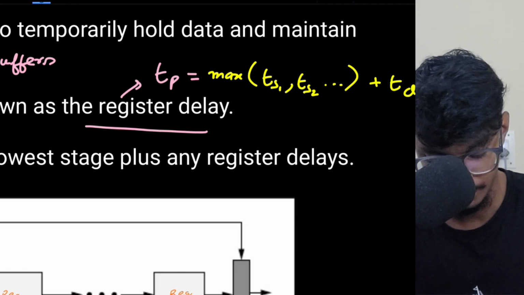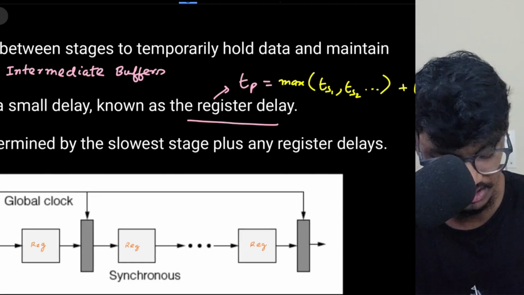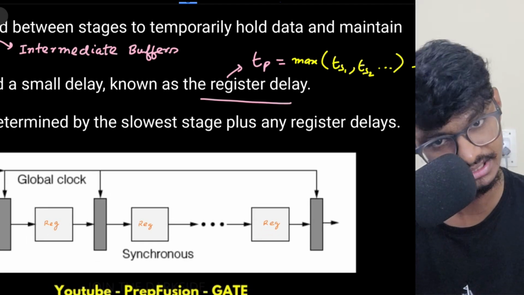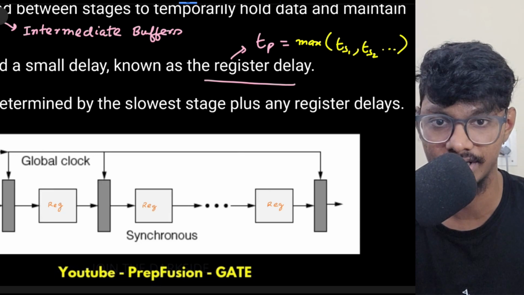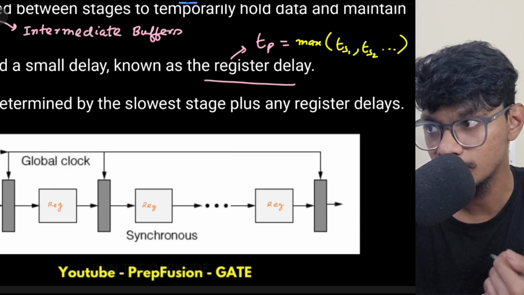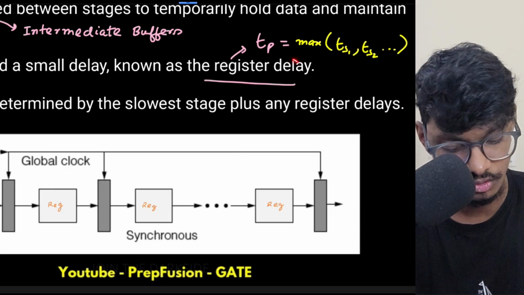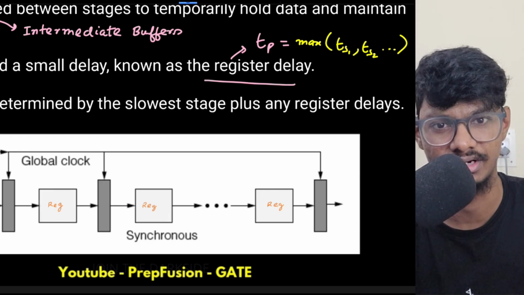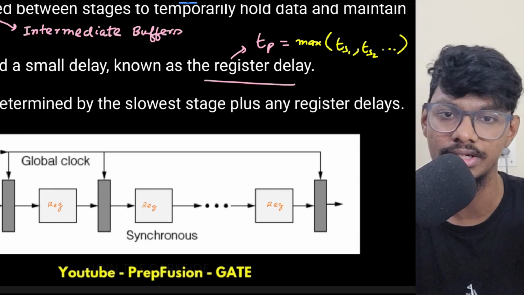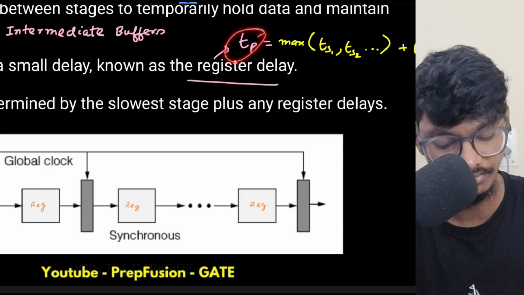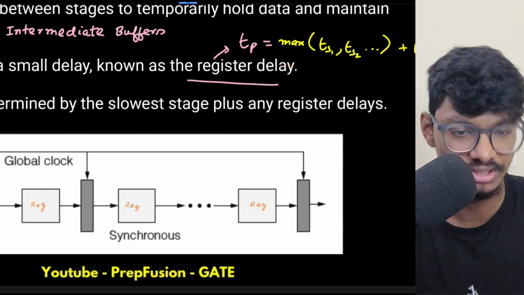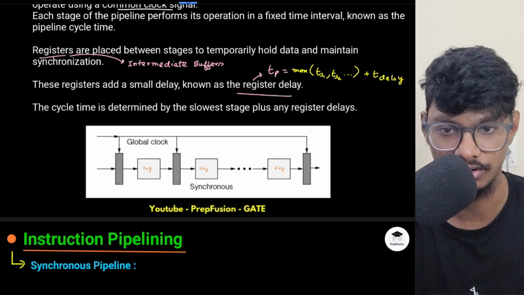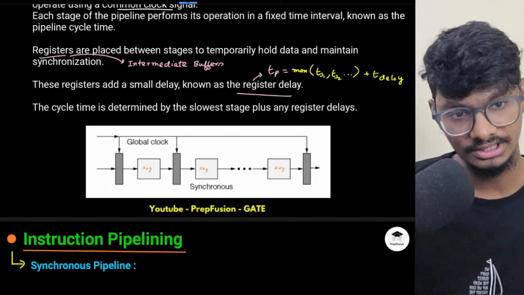That we have to consider, because let's say one stage takes 7 nanoseconds and all the other stages take only 3 nanoseconds. That one stage will also have some delay, right? To store the data, then again to take it back from the register. So let's assume the register delay is very small, like 1 microsecond, or it's generally very small. So we will add it. Our final cycle time TP will be the maximum of these plus the register delay. This is what you need to keep in mind.